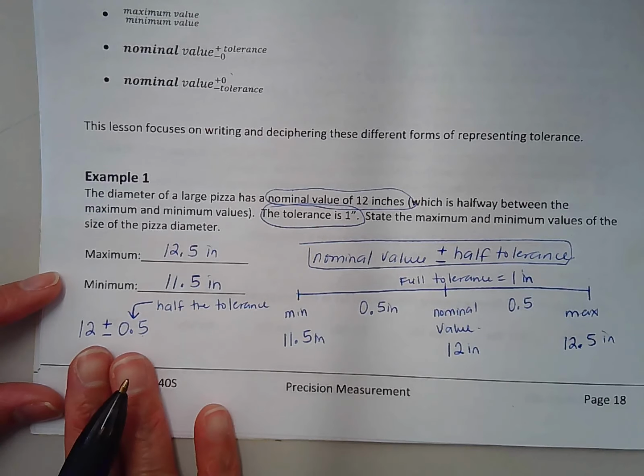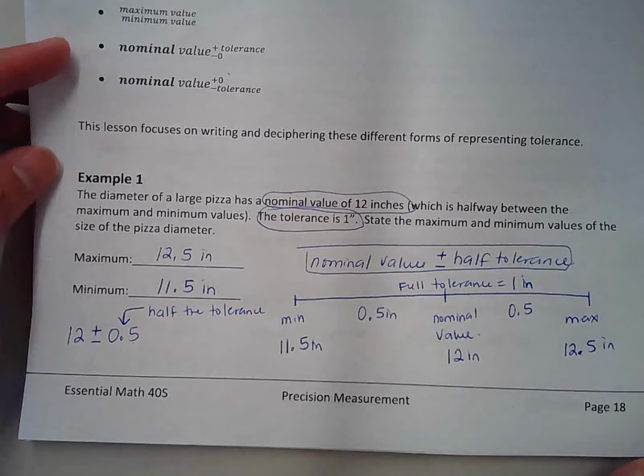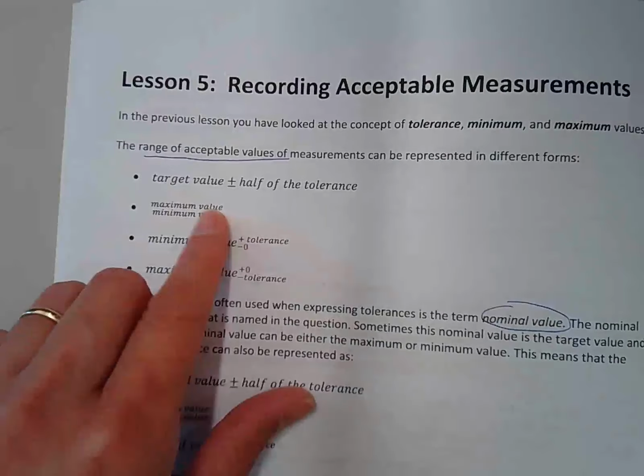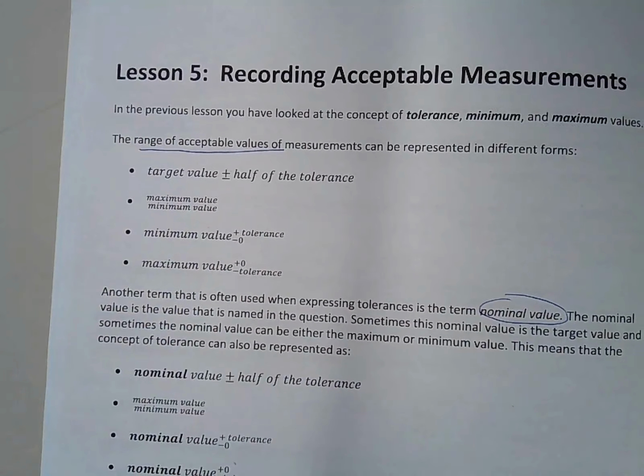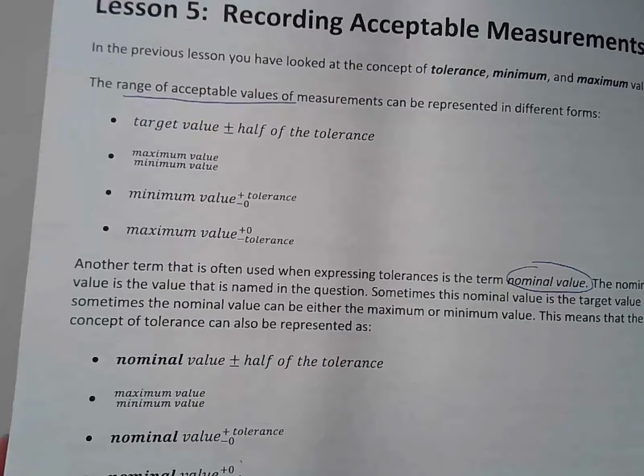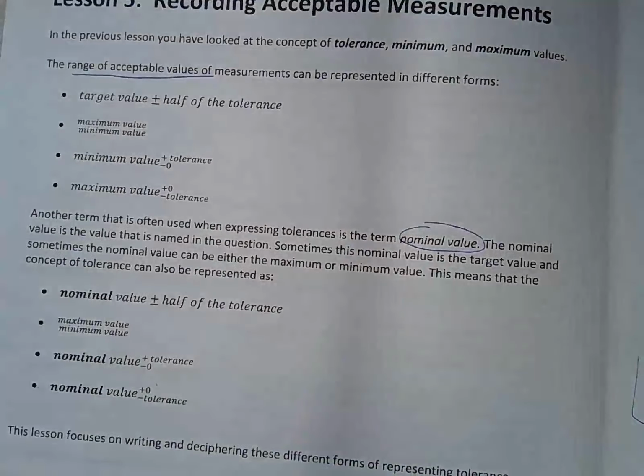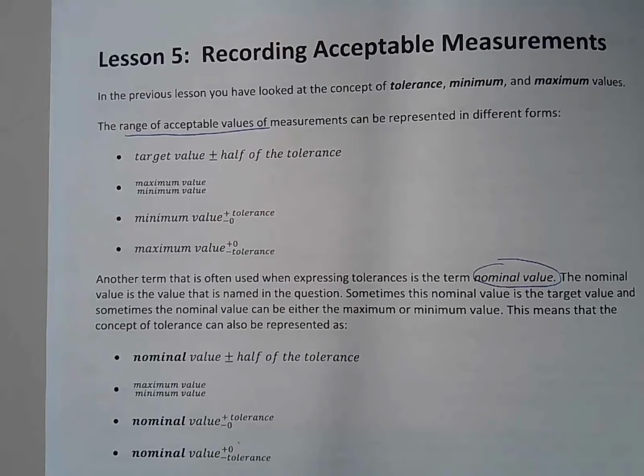Is that better? So if you look up here, it's target value plus or minus just half of the tolerance. Okay, so that actually concludes the whole lesson.